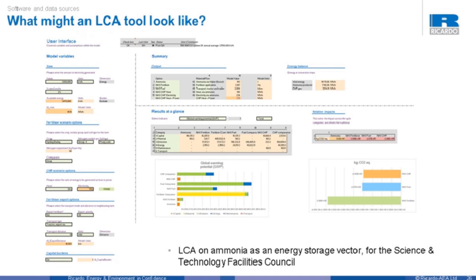On the left-hand side, the user can adjust some key parameters, such as the size of the wind turbine or the crop and soil type being fertilized. On the right, the tool presents its results in tables and graphs. So we've got an opportunity here to change some of the key input parameters and immediately see how they change the outputs.